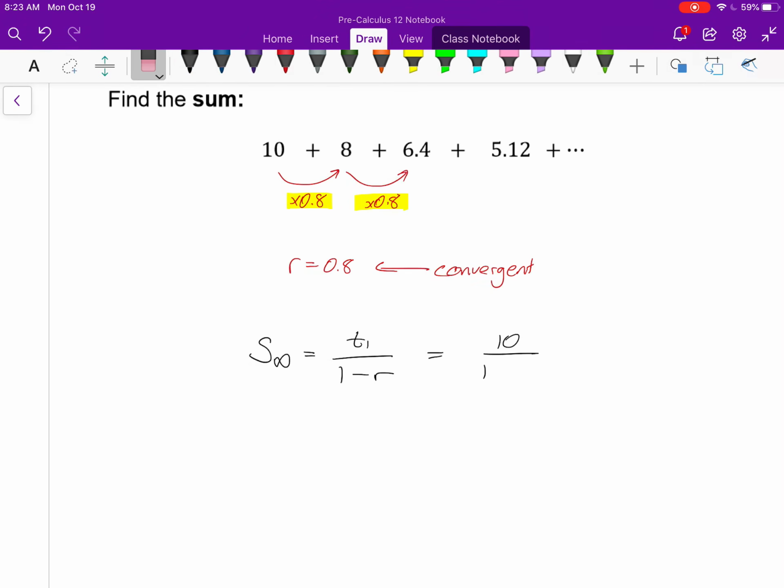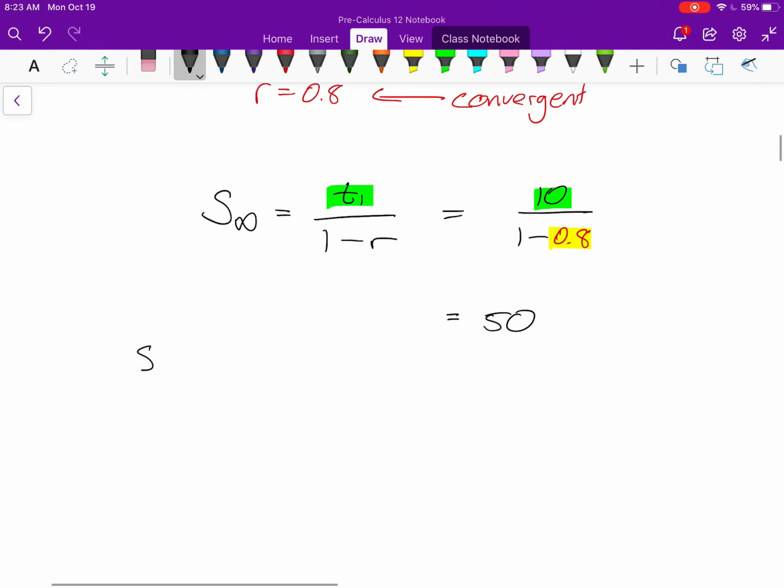I should be writing this down. And that's it. 10 divided by 1 subtract 0.8. And that gives you 50. So all these terms, when I add them up forever, equals 50. Now here's the idea. If I'm adding up a lot of terms, it almost equals 50. It's going to be just a little bit less than 50. What's a little bit? I mean, it's incredibly close, but it won't exactly equal 50.